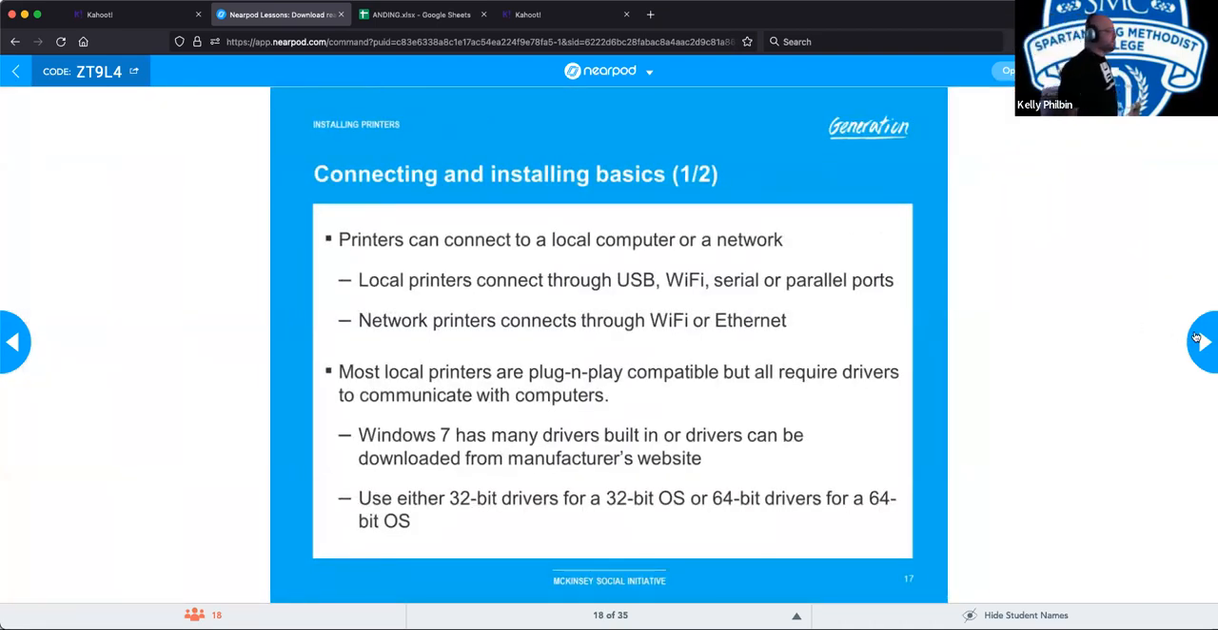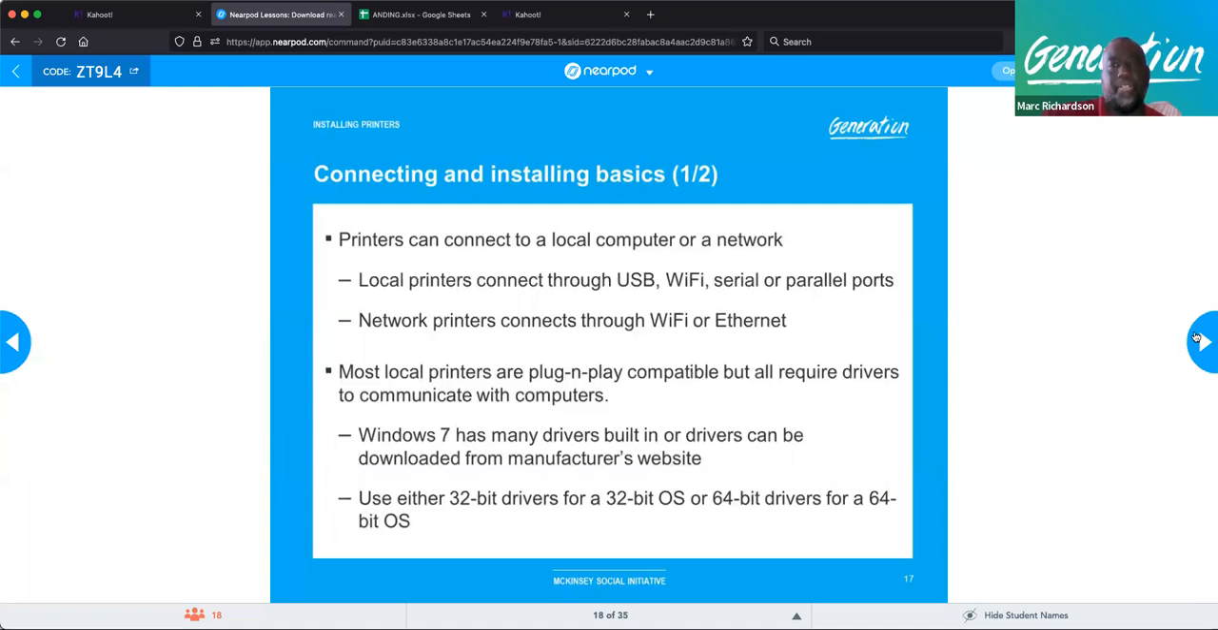All right. Connecting and installing basics. So printers can be connected to a local computer physically or to a network. Now, what might the connector look like on the printer side of that USB? What kind of connector do they typically use? That's on the printer side, and that's USB 2.0, or it could be a 3.0. I'm not looking for generation, I'm looking for type. What type of connector would we use on the cable on the printer side?